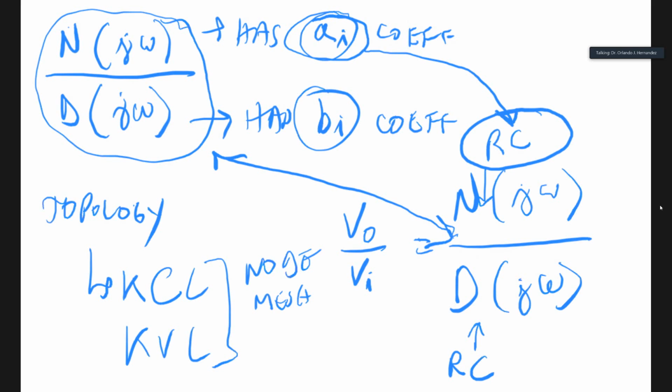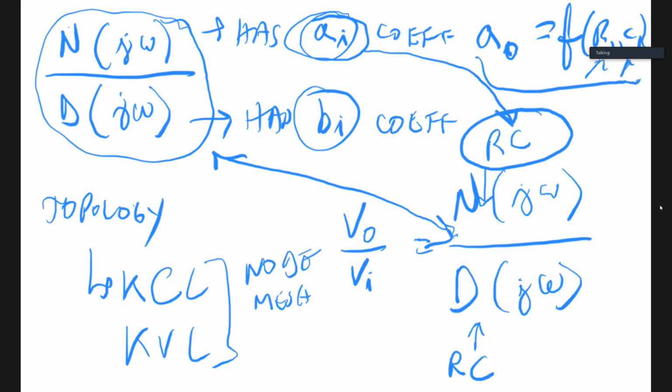Because when I say that my coefficient a sub 0 is equal to some function of R1, C1, etc., now I have equations that I can use to solve for these values, because I got this from my system response. I know what that is. So where appropriate, that is the work that I'm going to want to see from you in 2 weeks. Okay?